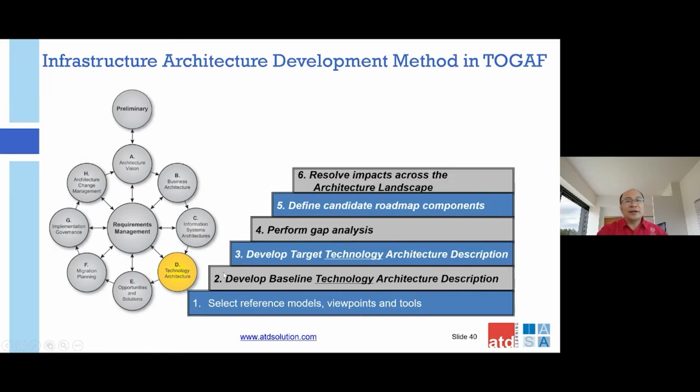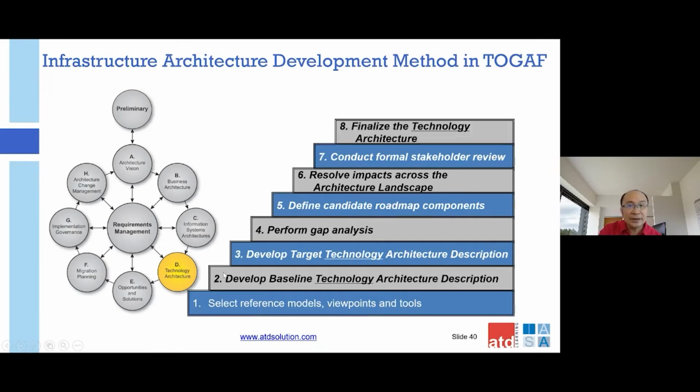Then after that, we look at the impact across the architecture landscape. This is very, very important because we don't want it that when we change something, another thing breaks. So we need to understand the impact. Then after that, we also need to conduct a formal stakeholder review to confirm that the architecture changes we are going to propose will be supported by senior management, because this may impact the cost, the timeline, and the complexity. Then we also finalize the technology architecture, and of course in TOGAF they have a document called the architecture definition document.